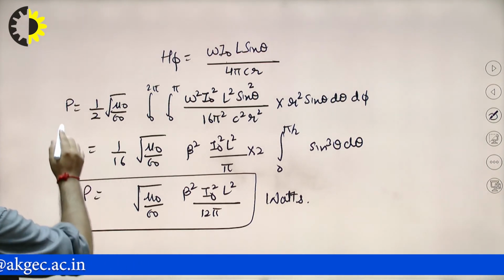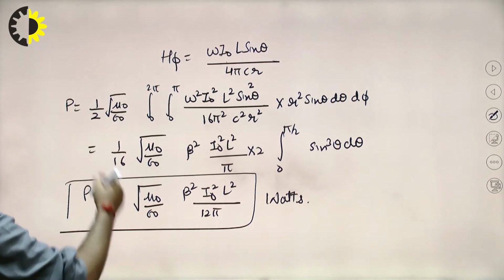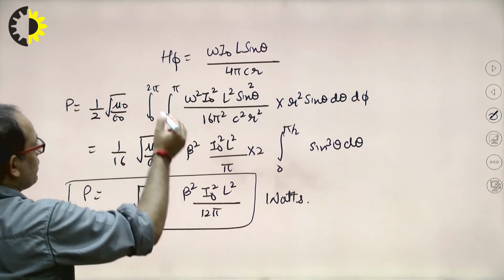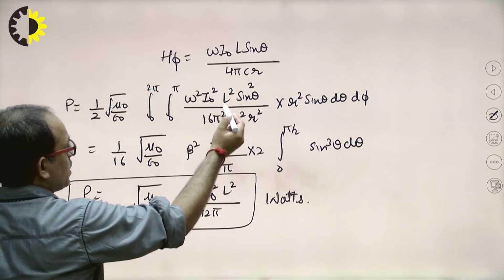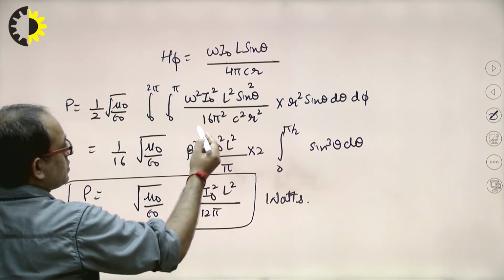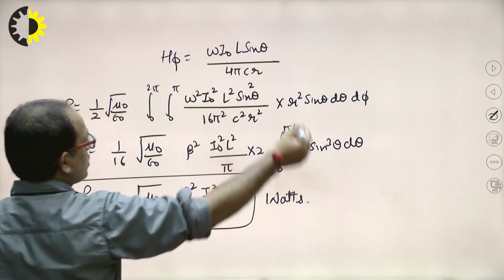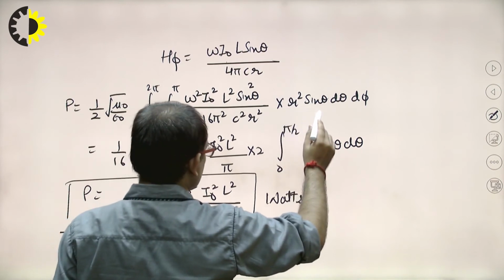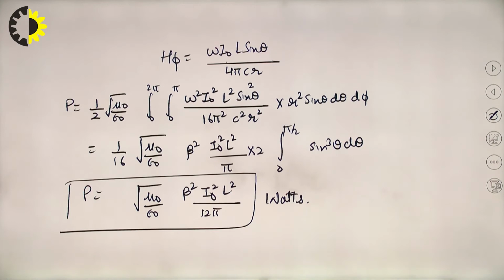Now see, P equal to will be 1 by 2 root of mu naught into epsilon naught, integral 0 to 2 pi, 0 to pi, omega square I naught square L square sin theta over 16 pi square c square into r square. Just take the whole square of this one, multiply by r square sin theta d theta d phi. Clear?